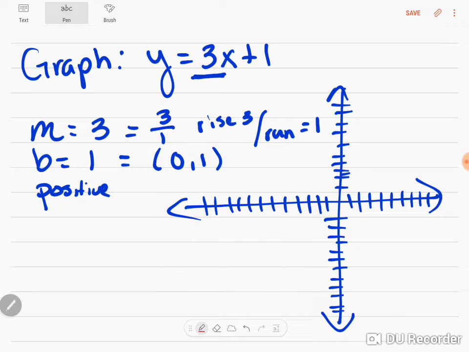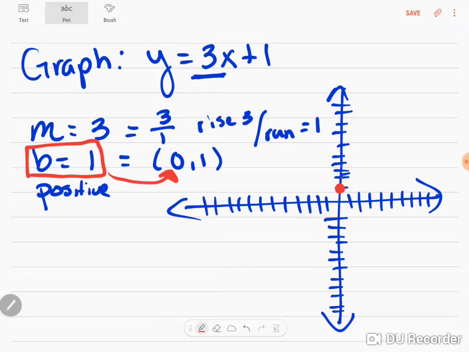All right, I'm going to change the color. The first point on your graph is always B. The reason why I make you guys write a coordinate point is so you can remember that that is the first point. So we're going to go to 0, 1, which is right here. And then our rise is 3. So I'm going to go up 3.